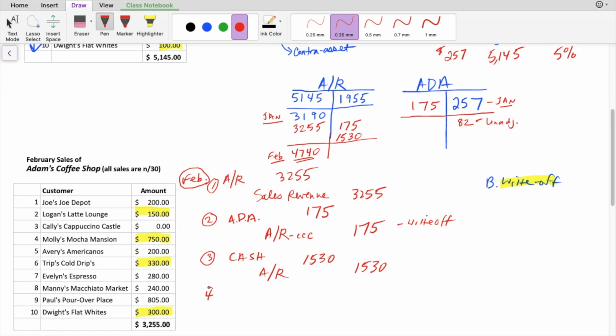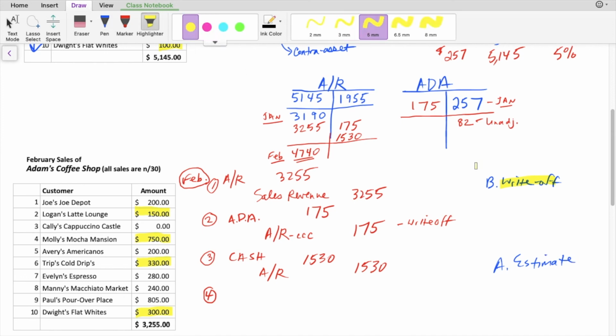Last thing I do in February again is estimate. So you see this cycle back and forth. I have to estimate how much I think my customers will not pay me. Then, as I go, I write off accounts as I determine them to be uncollectible. And at the end of the next month, I'm going to re-estimate how much I think is going to be uncollected.